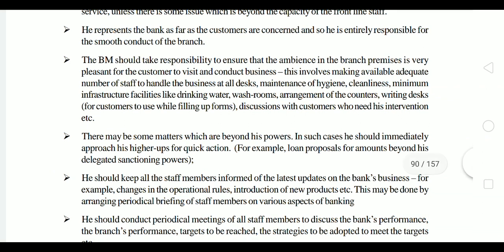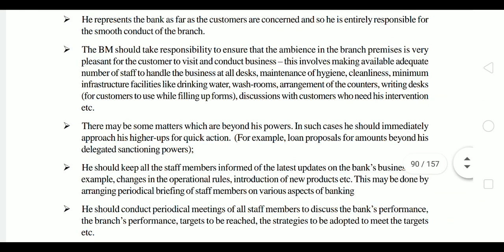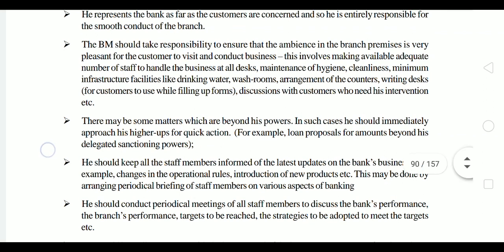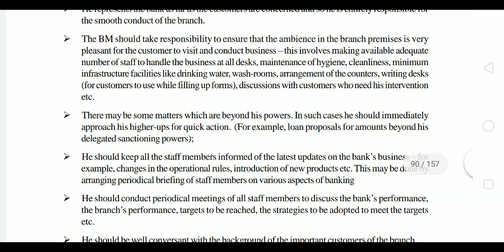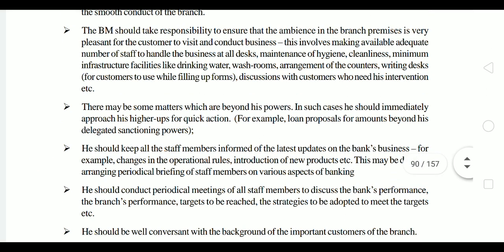So that conduct of business and quality of services involves having an adequate number of staff to handle the business customers, and maintenance of hygiene, cleanliness, and minimum infrastructure facilities like drinking water, washrooms and all that, these types of services as discussed in the point.